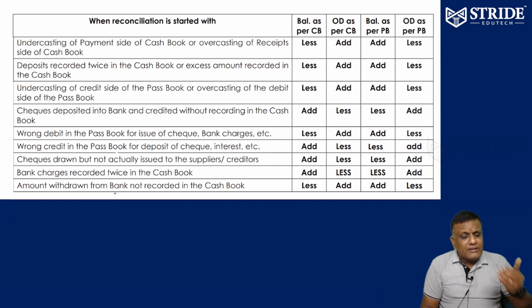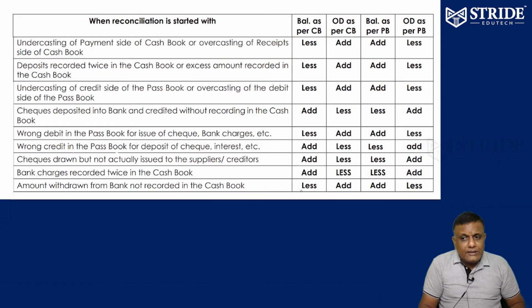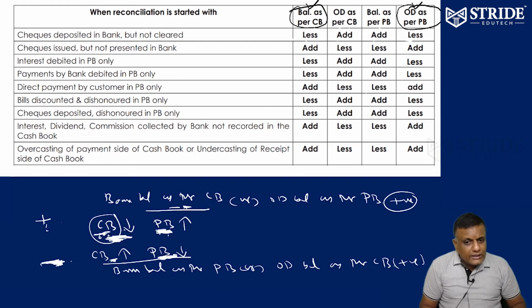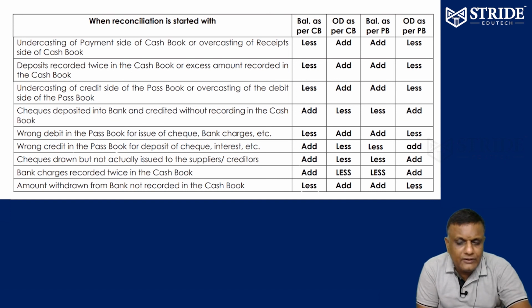Last, amount withdrawn from the bank. Once the money is withdrawn from the bank, automatically your passbook is down. Therefore, it should be debited, subtracted. Therefore, less. So the amount drawn from the bank, your passbook shows down. Therefore, you have to subtract. Reverse case, you have to add. That's it.